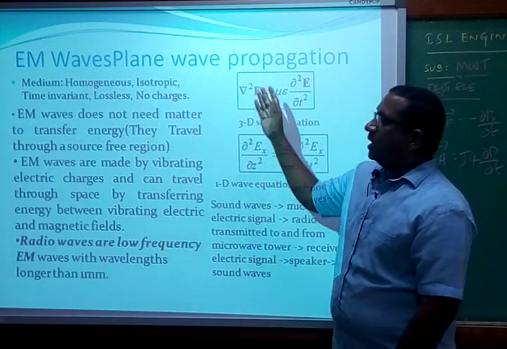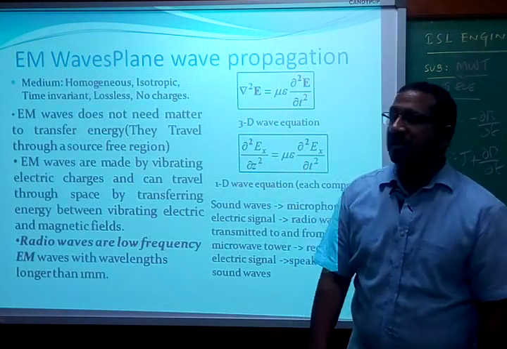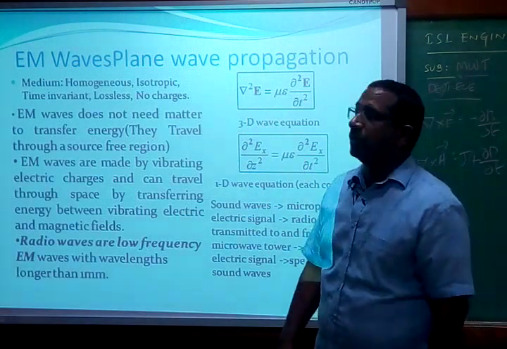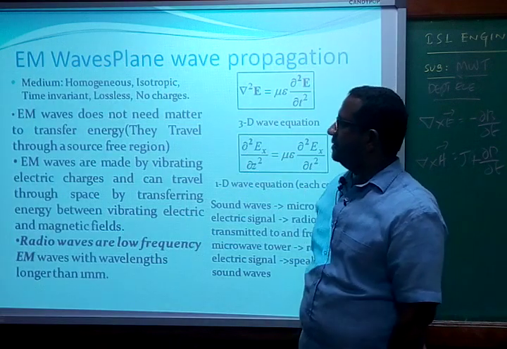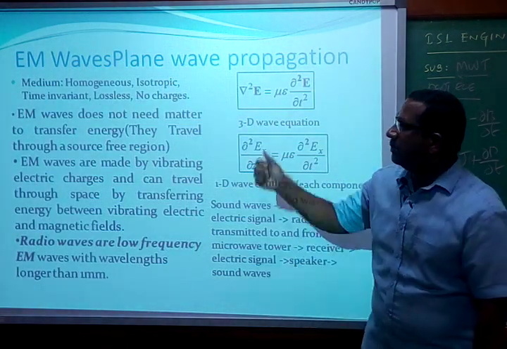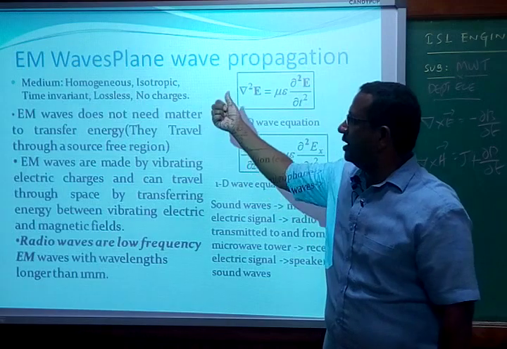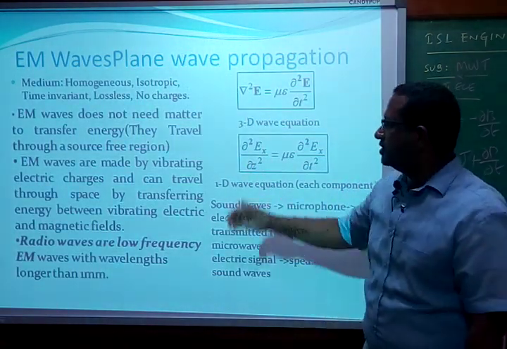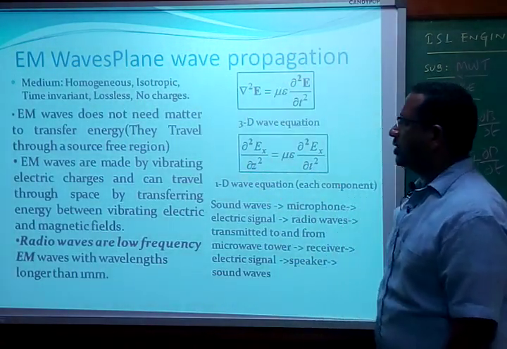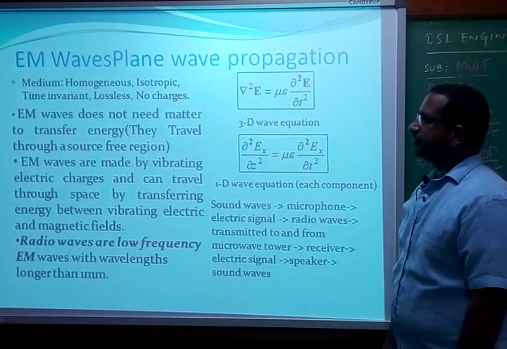Now what are the mediums we use to transmit the EM wave? The various mediums we popularly use: homogeneous medium, isotropic medium, time invariant medium, lossless medium and no charges medium. So these are the mediums we normally use to transmit an electromagnetic wave.